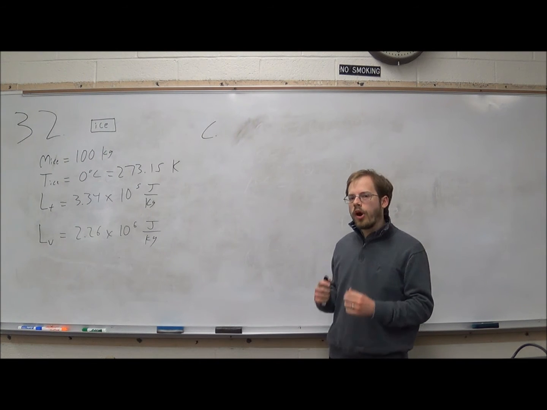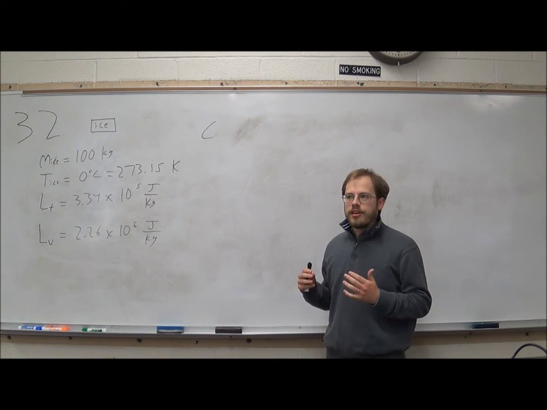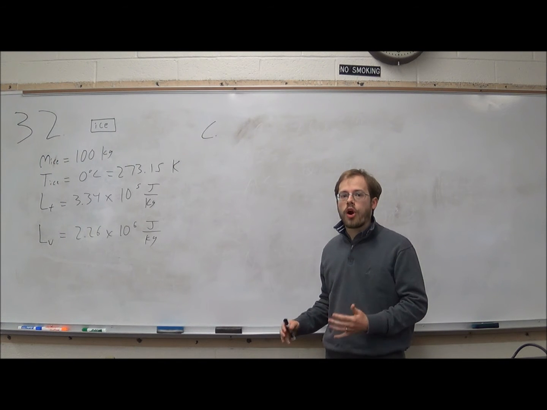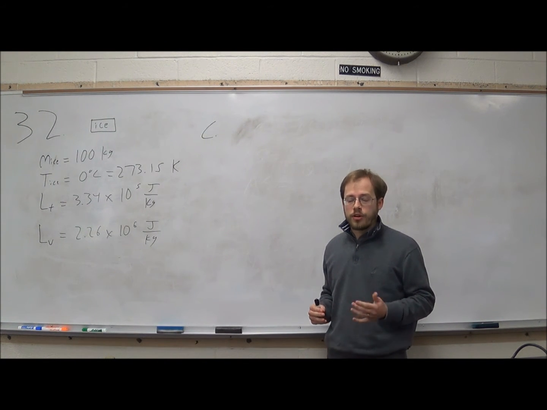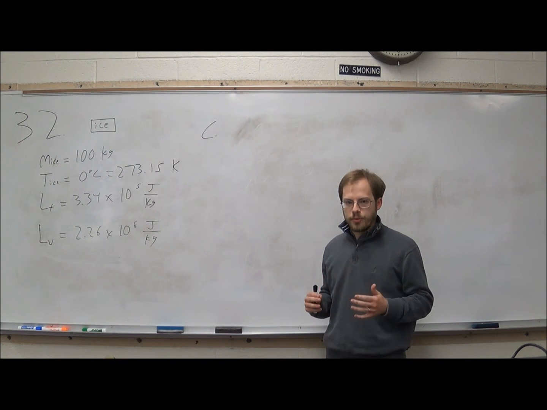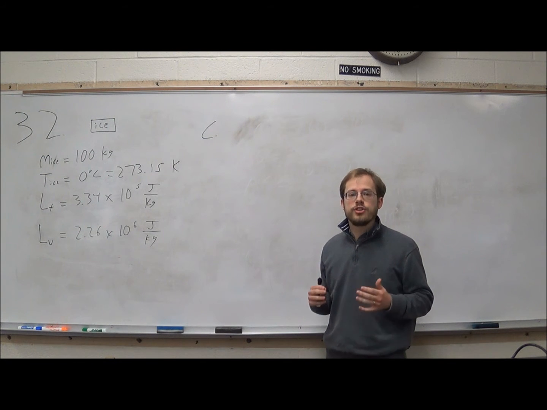Now in part C, we're asked to consider what would happen if the heat that was used to melt the ice was instead the heat from a hot reservoir in a heat engine. So we're given the efficiency of the heat engine, 20%, and we're asked to find what the work done by the heat engine would be.